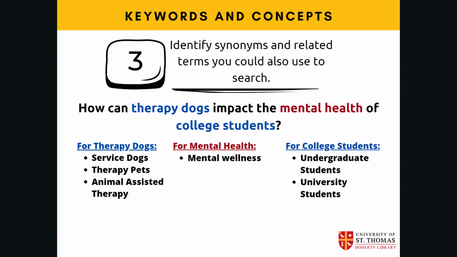So for therapy dogs, we have service dogs, therapy pets, or animal assisted therapy. For mental health, we have mental wellness. And then for college students, we have undergraduate students or university students. This will open up additional terms to give us more results in our search. So now that we have a plan, we are ready to search.